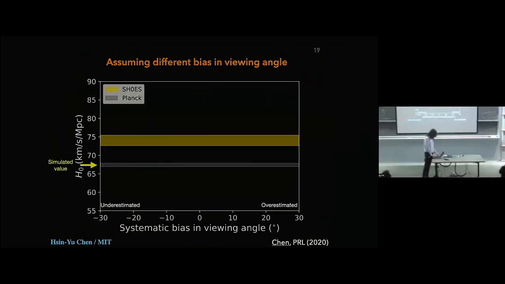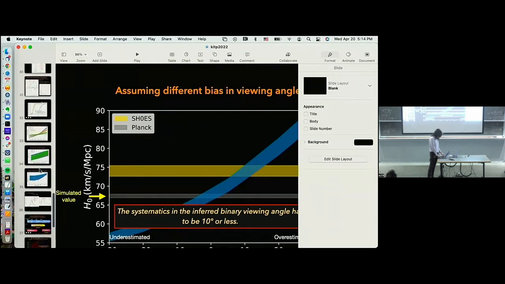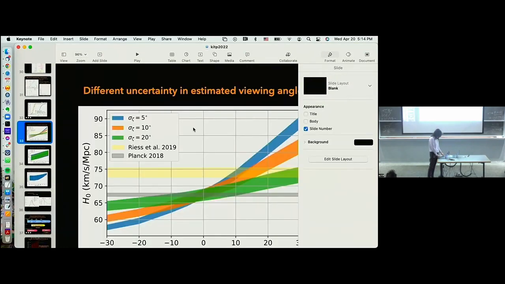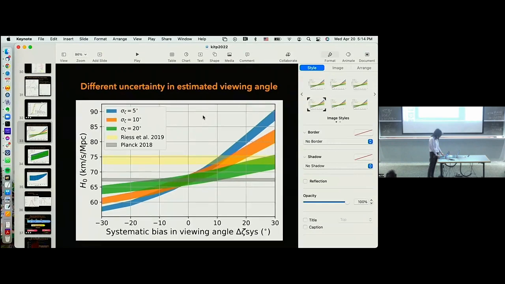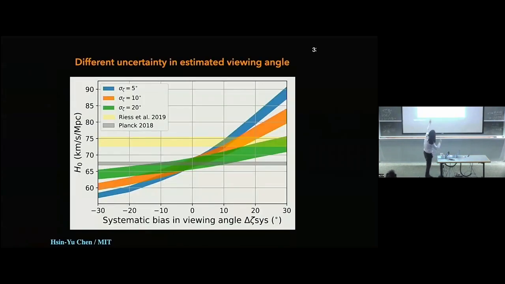Let me see if I have the plot here. Yeah, so in the original paper, we discussed several different constraints. That's sigma here. That sigma zeta there is the uncertainty of how well you constrain it, either 5 degrees, 10 degrees, or 20 degrees, and depending on which case you consider, it introduces a different level of bias. Okay, thank you.